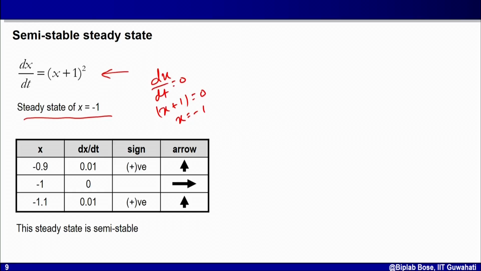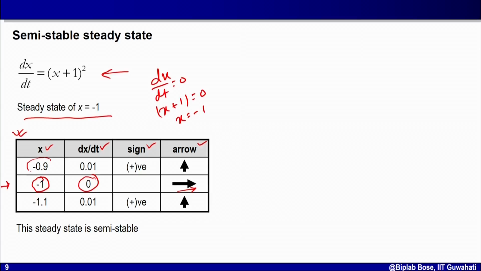I want to check its stability. I will take the numerical route rather than plotting the direction field. What do you need? You have to make a table the way I have shown here: 4 columns, 3 rows. The first column is for x, the second column is for the derivative, the third one is for the sign, and the fourth one is the arrow. In the middle row, I put the value of the steady state, that is minus 1. Obviously, if x equal to minus 1, dx dt will be 0, so I put a horizontal arrow. Let us now take a slightly higher value. Remember, the value slightly greater than the steady state will be in the first row.